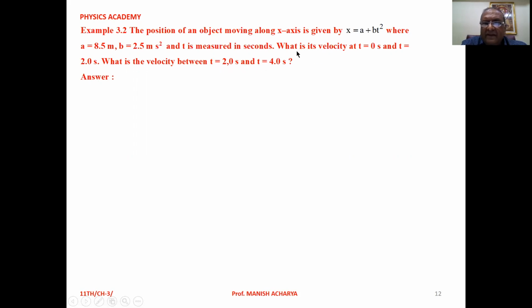So see here, what is the velocity at t equal to 0 second and t equal to 2 second means in that question you have to find instantaneous velocity. And velocity between 2 and 4 means you have to calculate average velocity in that particular question. So clear the question.